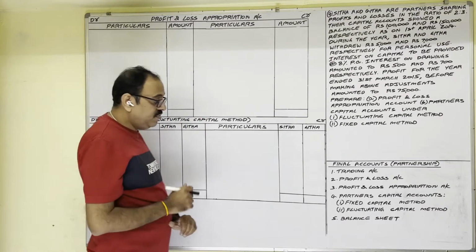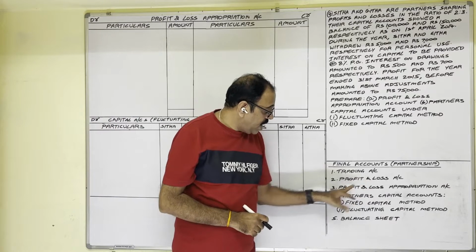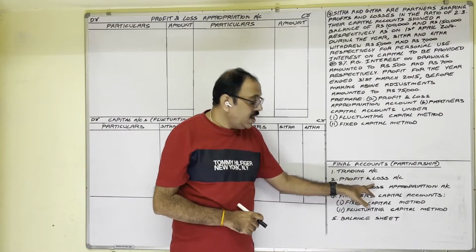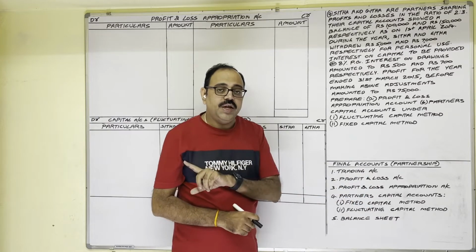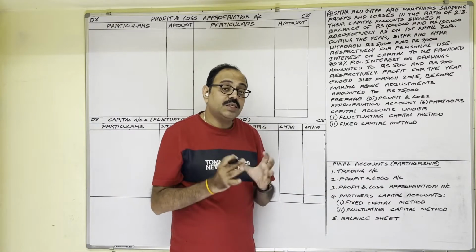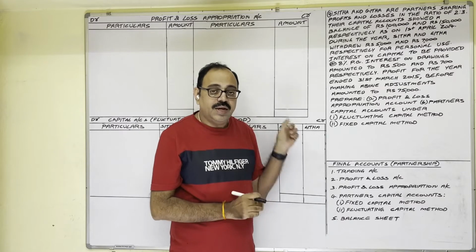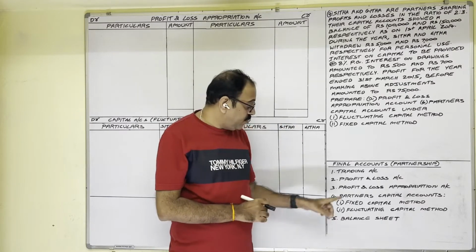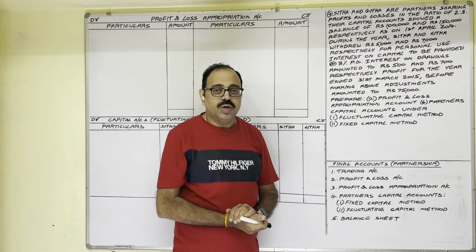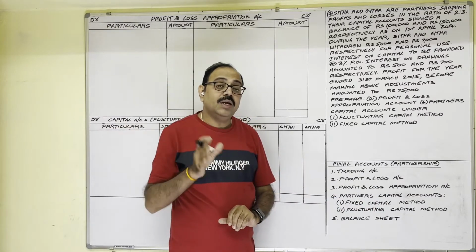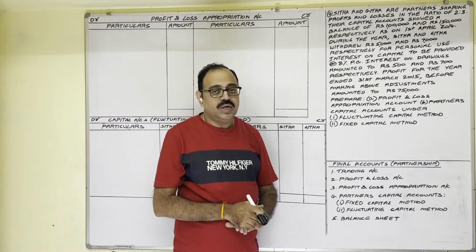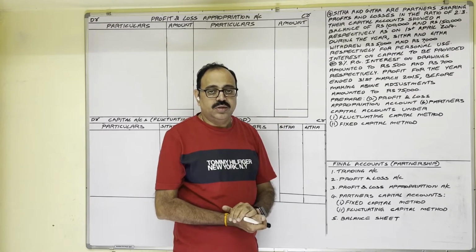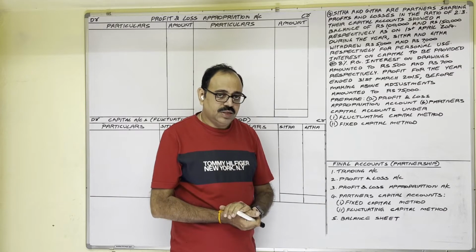And the difference between the profit and loss account and the profit and loss appropriation account is, in the profit and loss account, on the debit side we show business related expenses and losses. On the credit side, business related incomes and gains. But in the profit and loss appropriation account, on the debit side we have to show partners related expenses and losses. On the credit side, partners related incomes and gains. With a simple example, I will explain this.